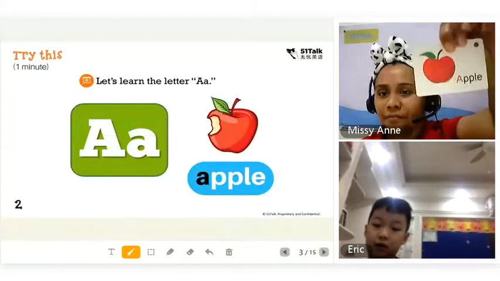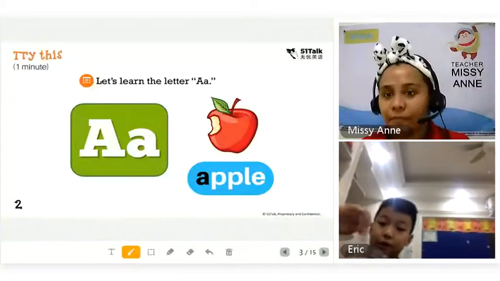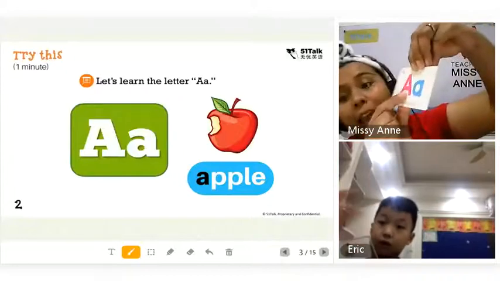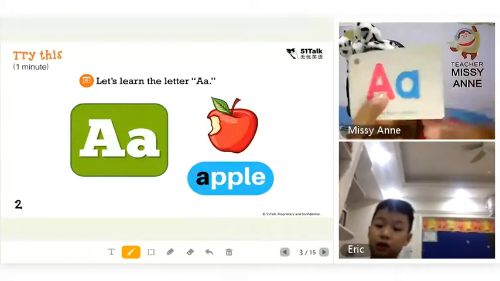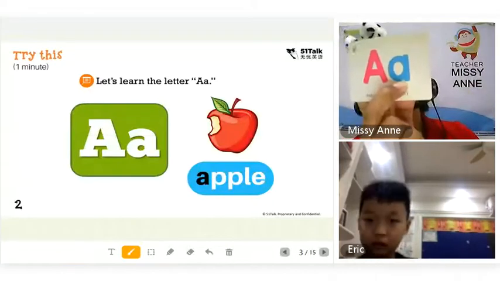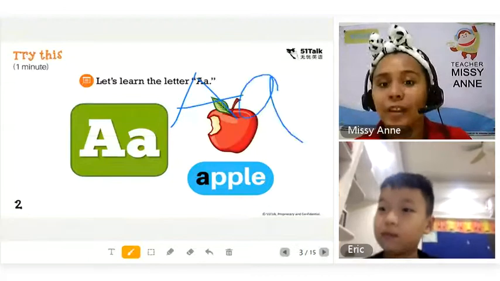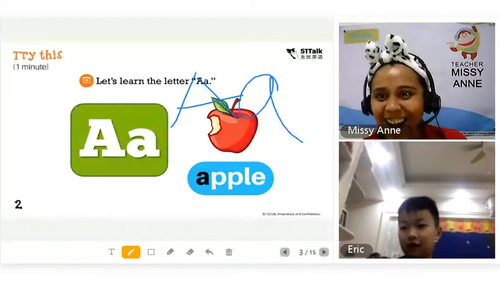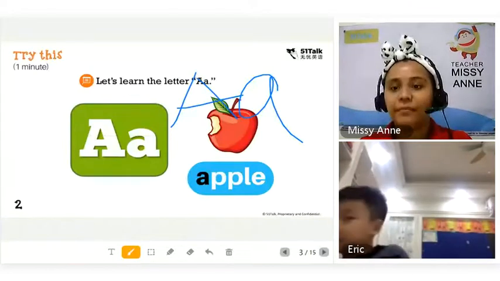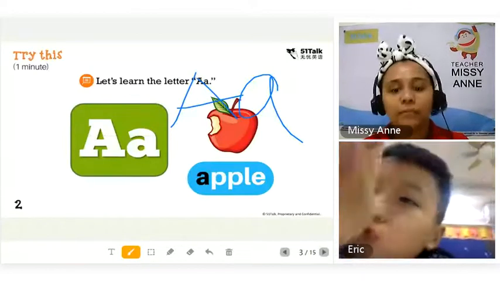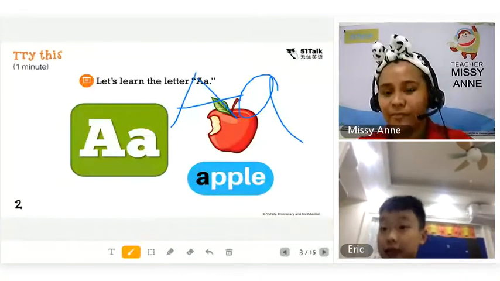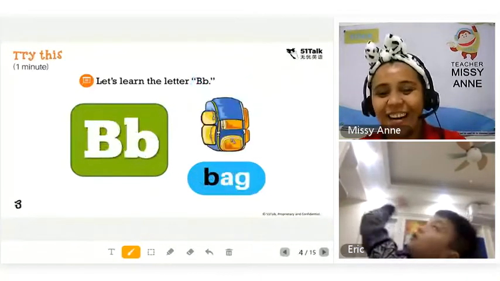Apple. Okay, say apple. Apple. Okay, now Eric, look. Look at the picture. This is big A. Oh, this is big A and small A. Small A and big A. Oh, that's correct. Very good. Okay, let's say apple. Apple. Okay, one more time. Apple. Oh, do you like apples, Eric? Yes. Oh, very good.